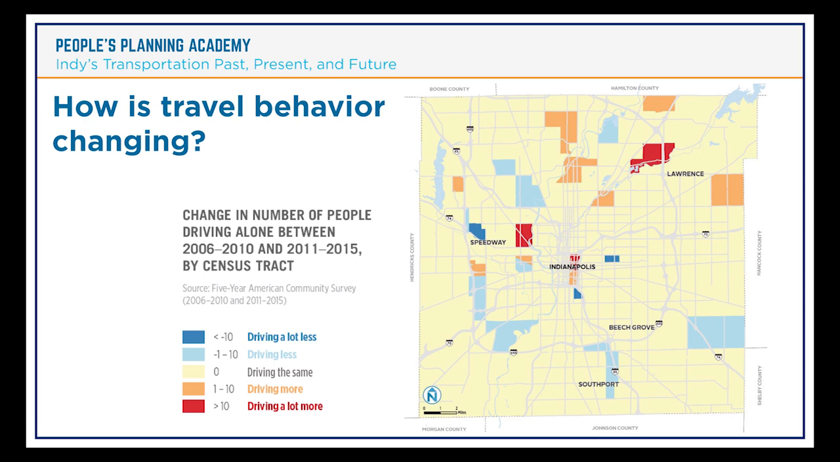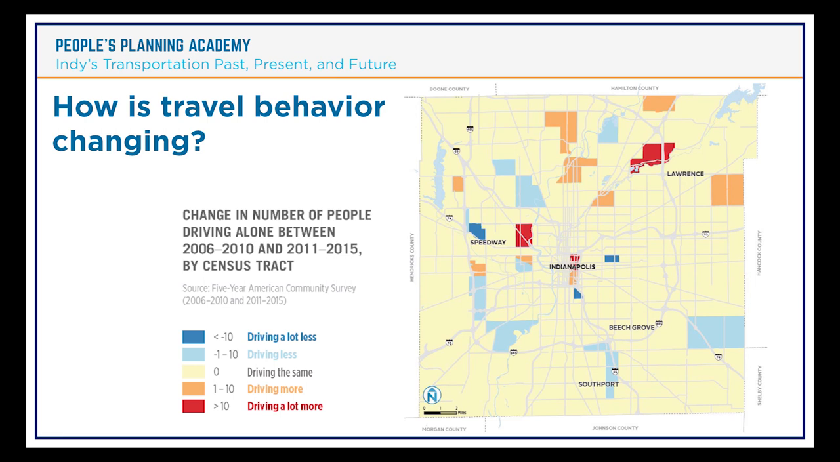I wish I had sage advice to explain this map. But on this map is the change in people who drive alone to work between 2006 and 2011. The blue and the darker blue are places where people are driving a lot less, and the orange and the red are places where they're driving a lot more. And so again, I can't explain any patterns. It's interesting that you see red in downtown, and so in the heart of our city where we have the most transportation options, people are driving more.